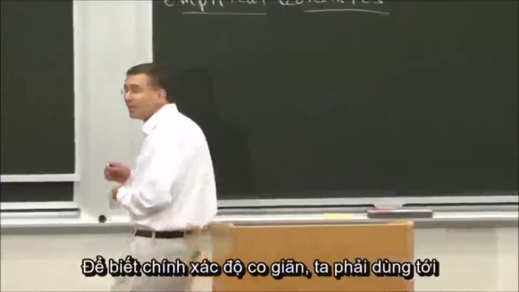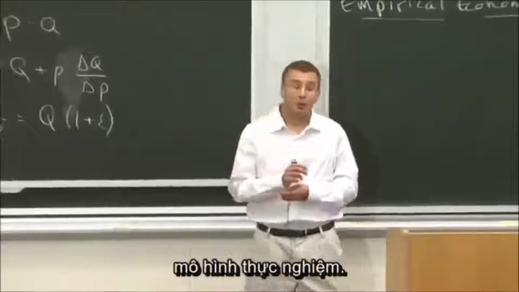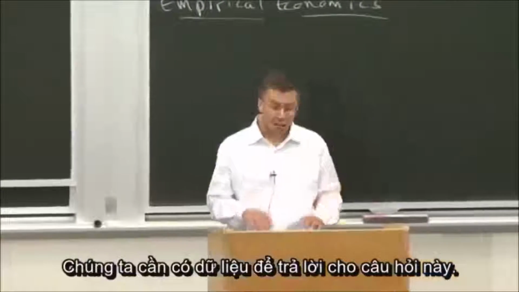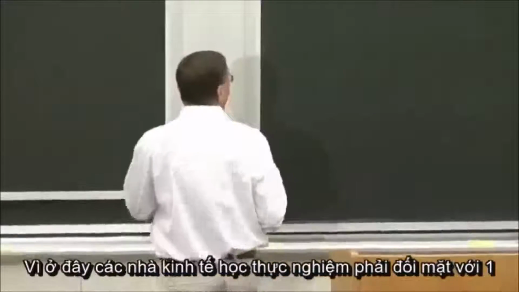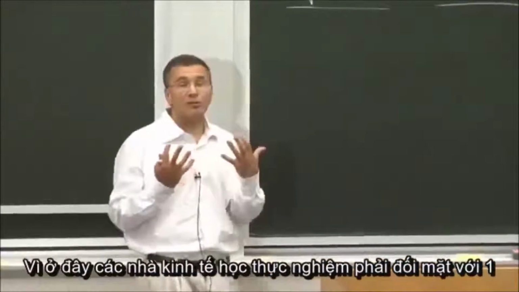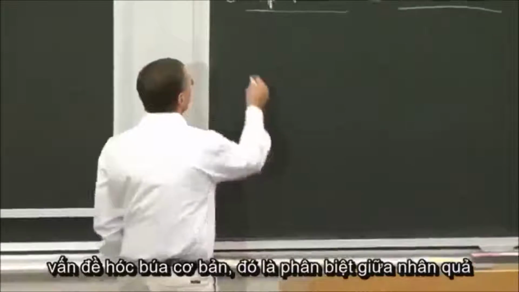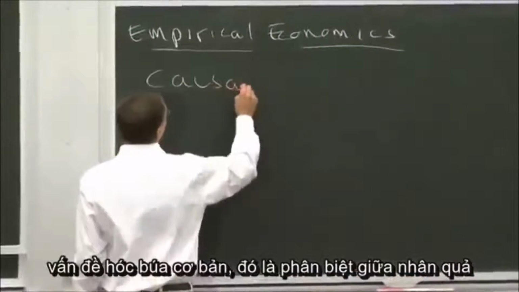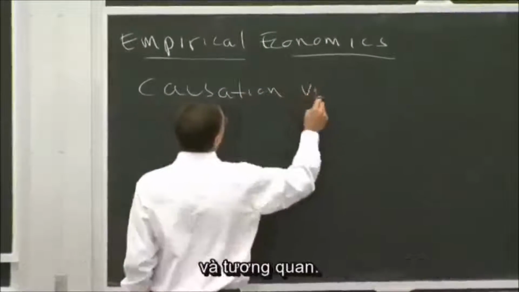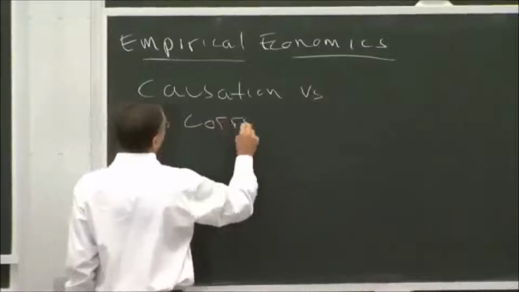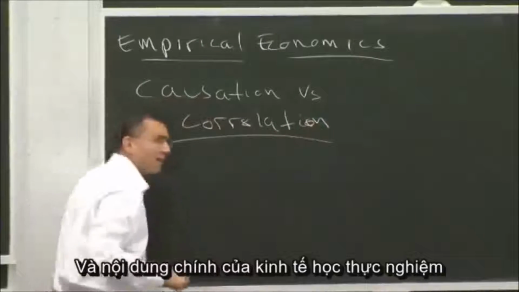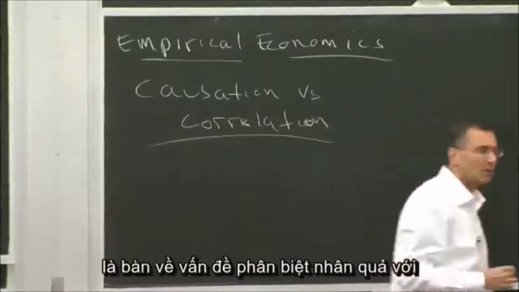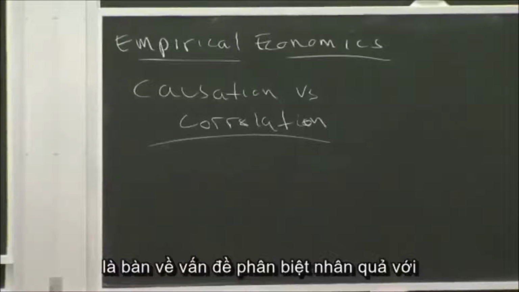To say what an elasticity actually is, we need to go to an empirical model. We actually need to bring data to bear on the question. And this is very difficult, because here we face the fundamental conundrum facing the empirical economists, which is distinguishing causation from correlation. And the whole guts of empirical economics is all about this question, distinguishing causation from correlation.